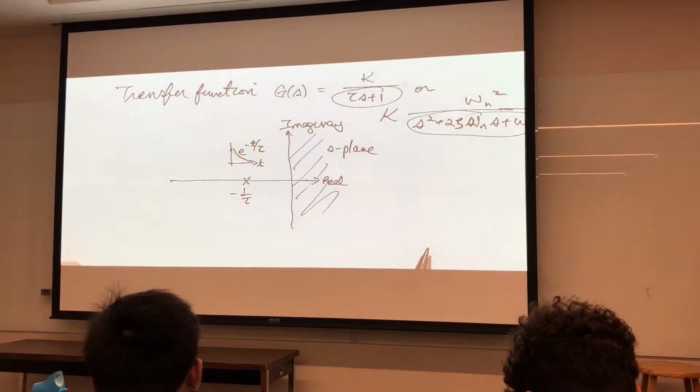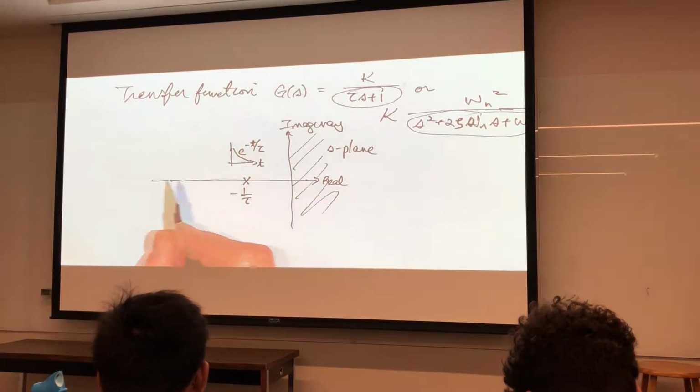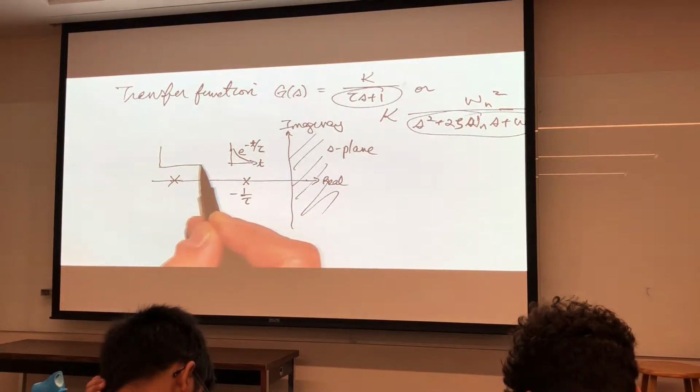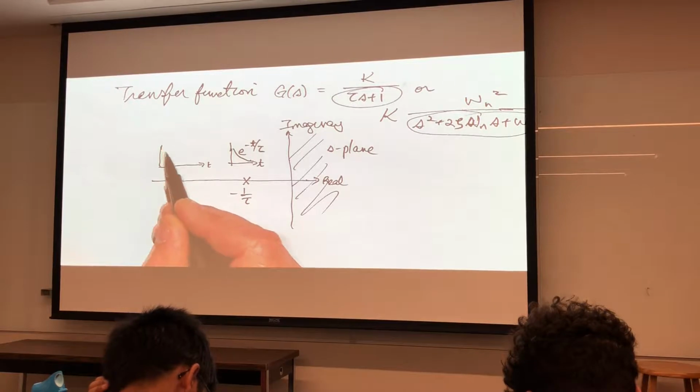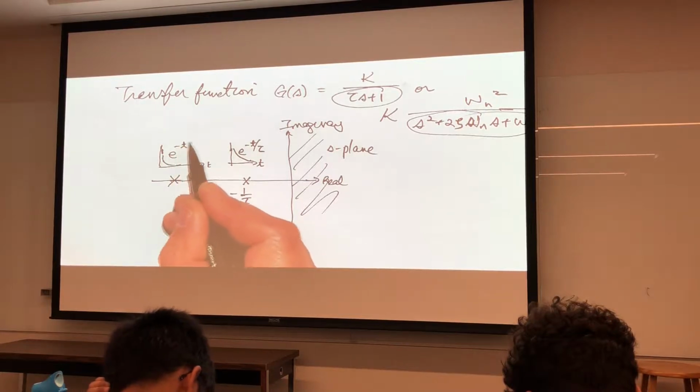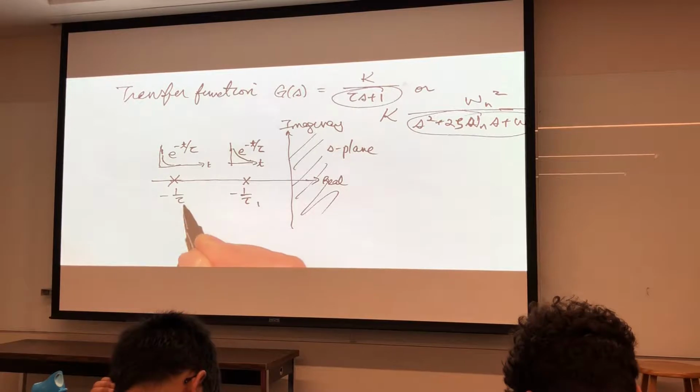Now, if the pole is further over this way, what we see in the response is still an exponential, but it decays more quickly, like so. It's still e to the minus t over tau. Maybe we'll call this one tau 1 and call this one tau 2.